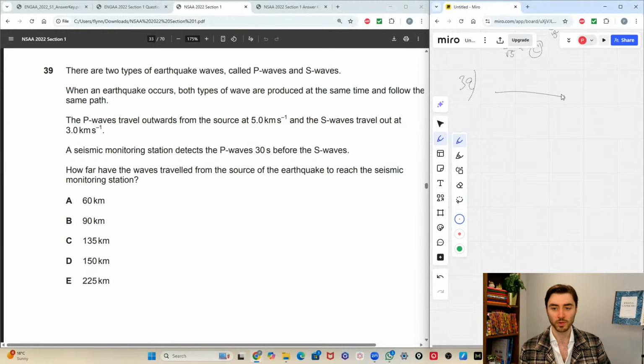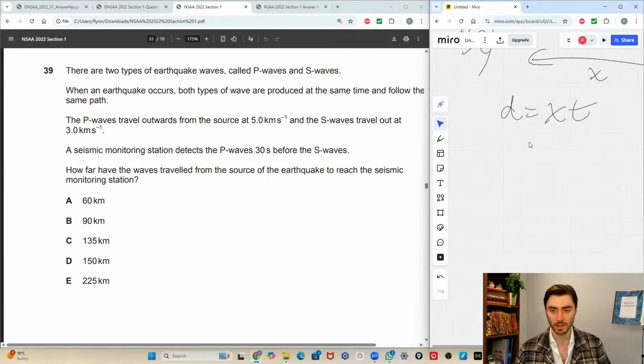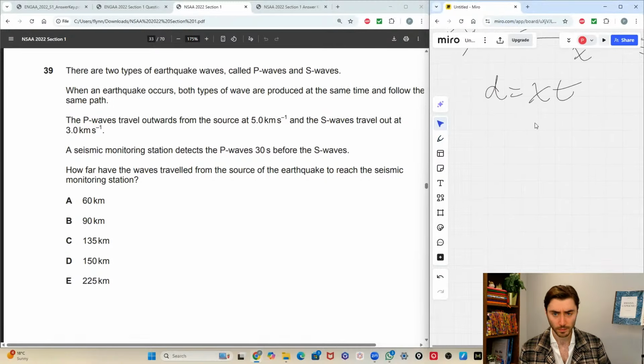So they travel from a source. So it travels a distance x. So distance equals speed times time. Let me zoom in. This is not clear. Distance equals speed times time, which means that time of the p wave is equal to the distance x over the speed of p, which is 5 kilometers per second. The time for the s wave is the distance over the speed of the s wave.